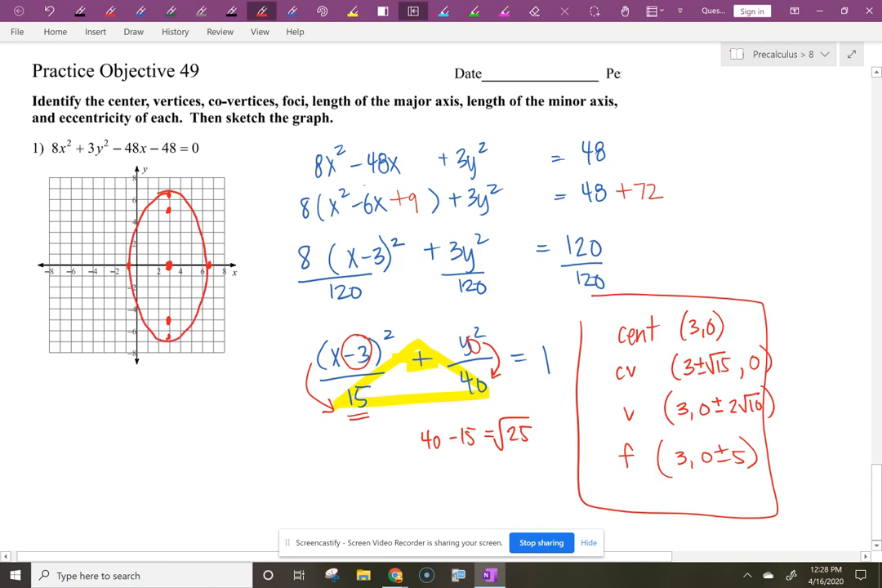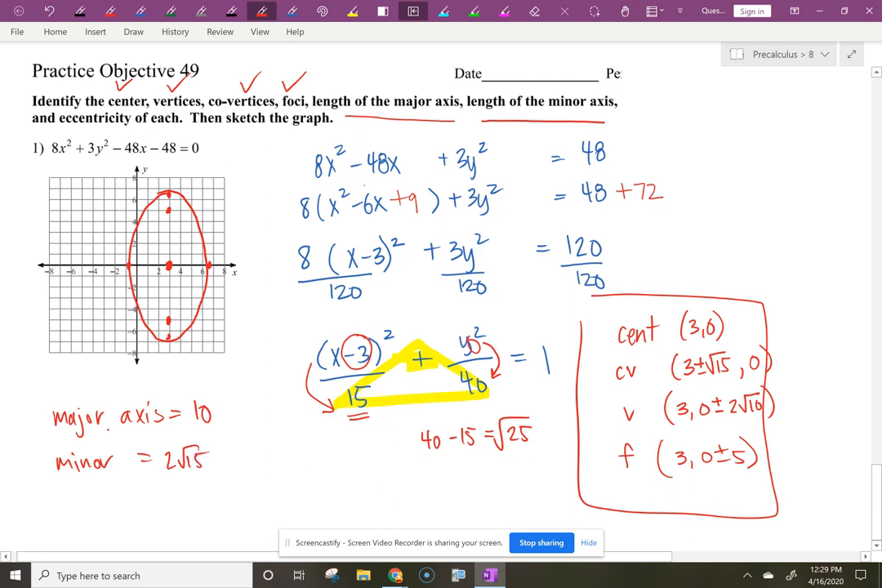So let's see what they wanted. I identified the center, did. Vertices, did. Covertices, did. Foci, did. Length of major axis, that's the longer one. How long is it? The major axis, I should say major because the other one's minor. So the major axis we know is 10 units long, because it was 5 in each direction from the center. The length of the minor was root 15 plus root 15, or 2 root 15. So the minor was 2 root 15. That's how long it was.